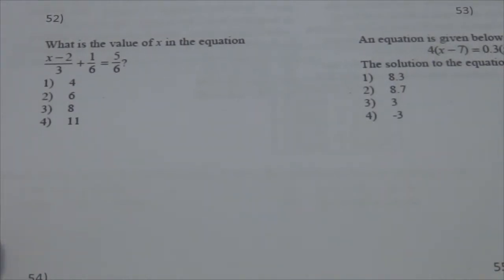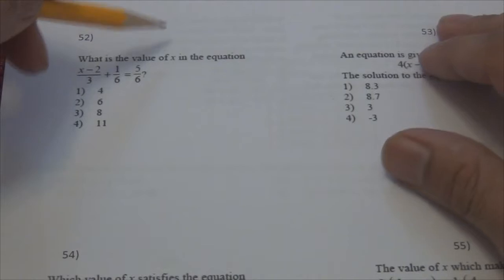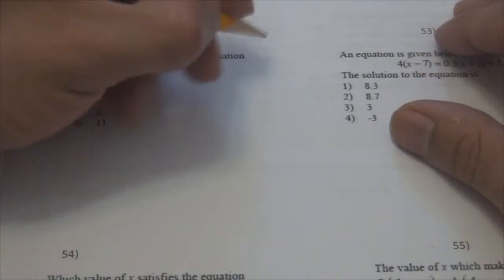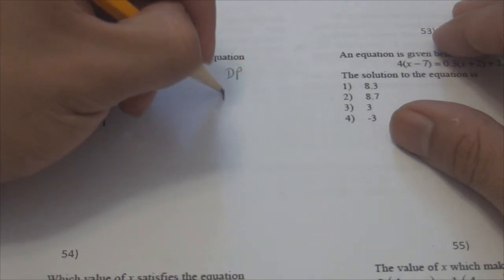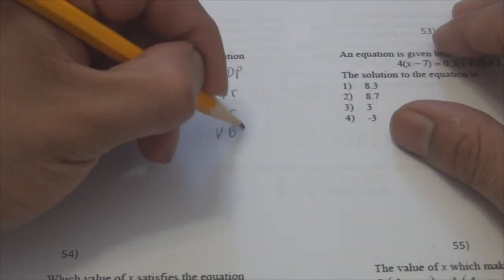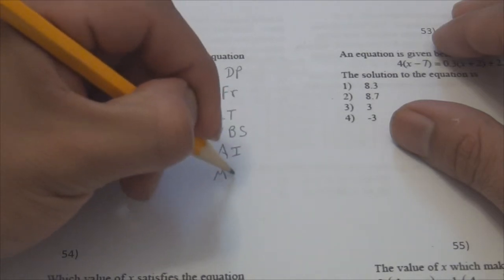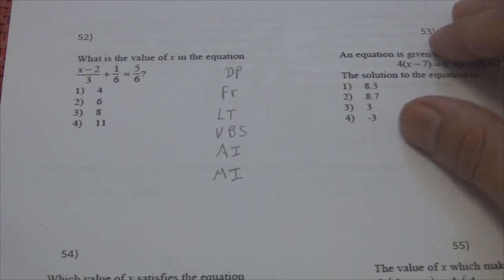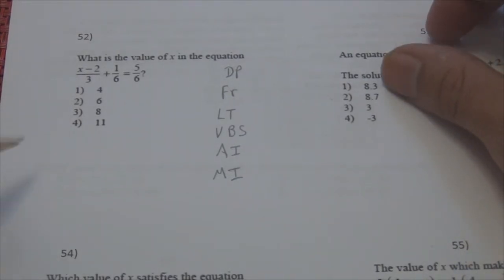What is the value of x in the equation? There are different ways of solving the equation. We're going to do it algebraically, and then I'm going to show you how to do it on the calculator. First things first, let's ask ourselves the following questions. Remember the golden rules? The first rule is, do I have distributive property? The second, do I have fractions? The third, do I have like terms on the same side? The fourth, do I have variables on both sides? Then use the additive inverse, and then the multiplicative inverse or reciprocal. Those are the golden rules we always follow to solve linear equations.